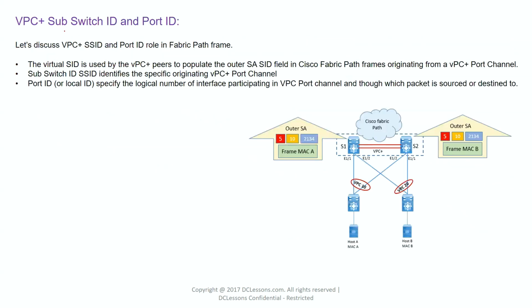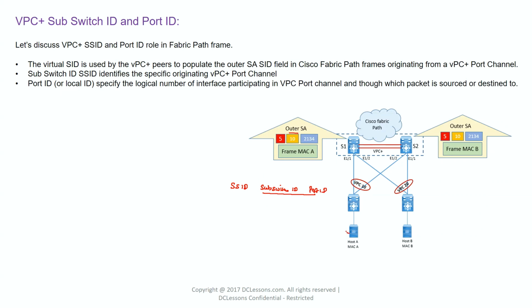In section 1 we have seen that in every outer SA or outer DA we have three fields: switch ID, subswitch ID, and port ID. If there is no VPC+ in the domain, the subswitch ID value is not going to participate. But if there is VPC+ in the FabricPath domain, how will it be formed?